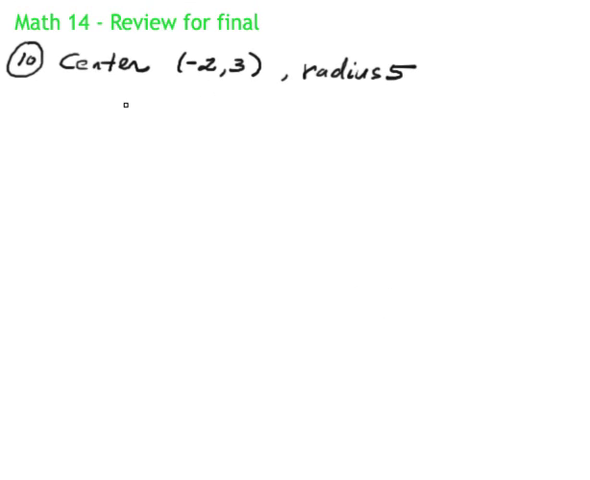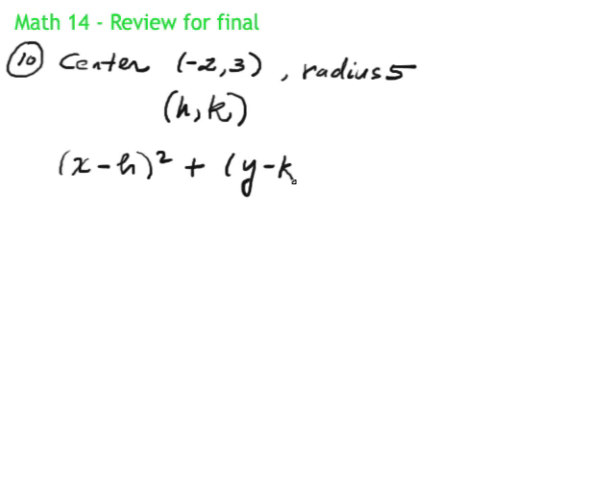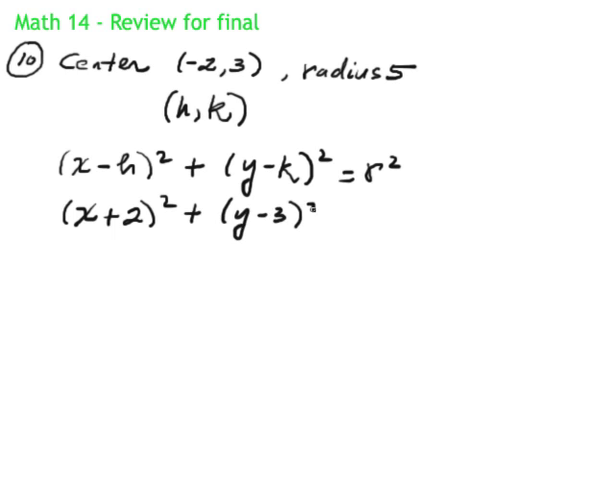Okay, number 10, we want to form the equation of the circle with center (-2, 3) and radius 5. The general form for the equation of a circle with center (h, k) is (x - h)^2 + (y - k)^2 = r^2, where r is the radius. Here we have the center (-2, 3), so filling in, that would be (x + 2)^2 + (y - 3)^2 = 5^2, which is 25.